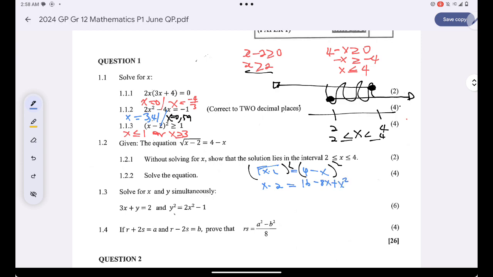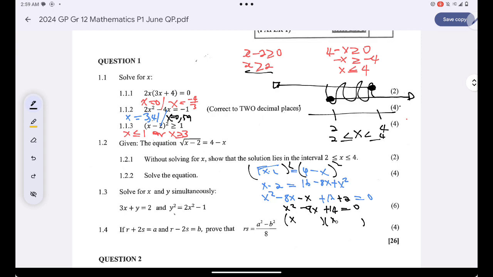Then I must put everything in standard form, right? I'll have x squared minus 8x plus 16 is equal to 2. Remember that if I take the x to the other side, it will be negative, right? The 2 to the other side will be positive. So I'll be left with x squared minus 9x plus 14 is 0.